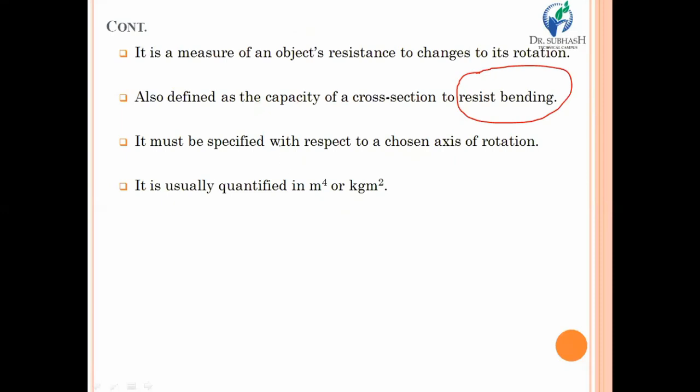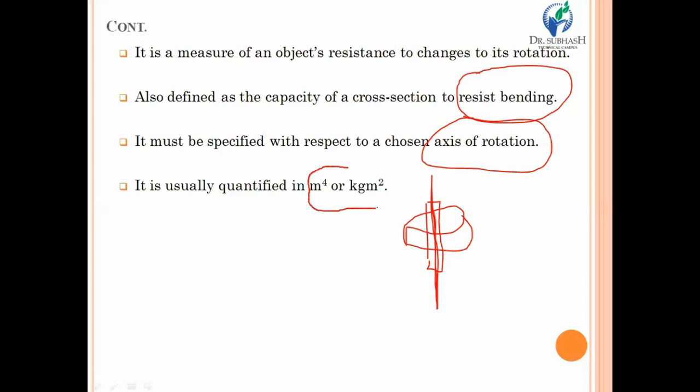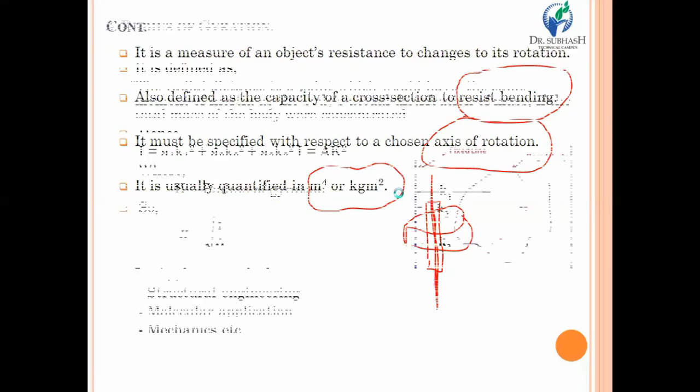Also, moment of inertia is always specified with respect to the axis of rotation only. Suppose there is a shaft and a circular flywheel is mounted on it. Here, the axis of rotation is the key reference line about which the moment of inertia should be selected or calculated. Generally, the unit for moment of inertia is meter raised to 4 or kilogram into meter squared.